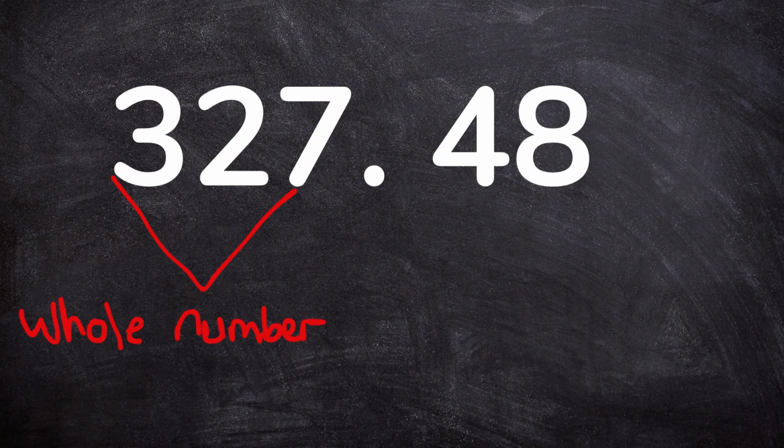327.48. So 327 is before the decimal point, so that is our whole number. And the place value of this whole number is: 7 represents the units or the ones place. So it means we have 7 ones.